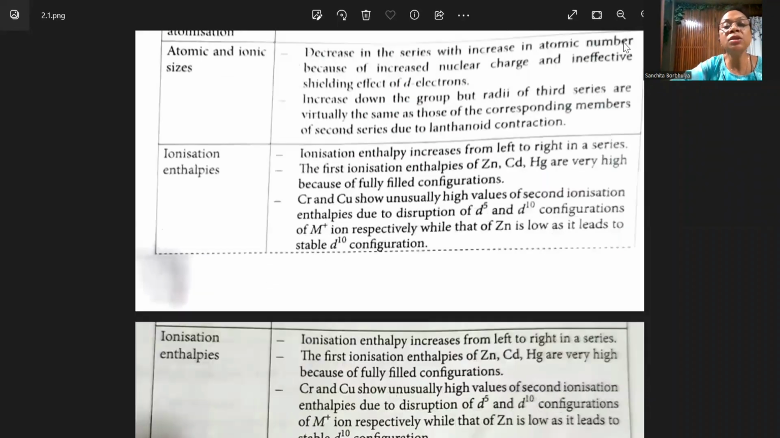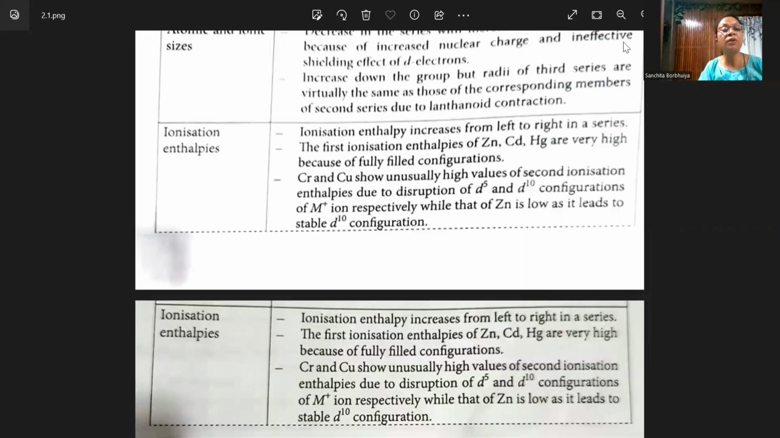If we speak about the ionization enthalpies, they increase from left to right in the series. The ionization enthalpy increases from left to right in a series. The first ionization enthalpy of zinc, cadmium, and mercury are very high because of the fully filled configurations. So whenever you have a fully filled configuration, naturally it will be very difficult to disturb the d10 configuration. So naturally the energy with which you will take out the electrons will be very high.